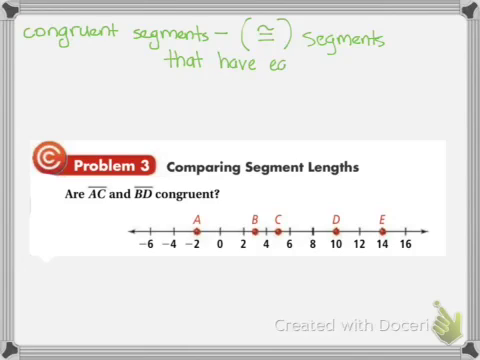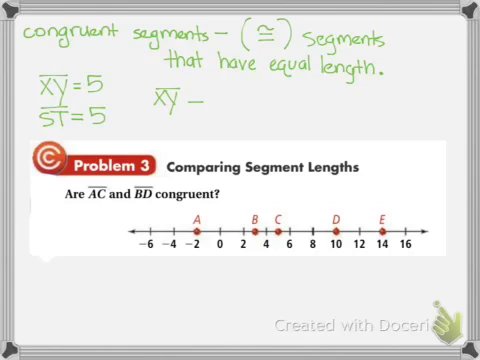Okay, or have equal length. That's another way to say it. So if two segments both have a length of 5, they are congruent segments, all right? So the way we would write that, let's just say, for instance, XY is equal to 5, the length of that segment. Let's say that ST is also equal to 5, all right? If we wanted to write that they were congruent, because they have the same length, we would need to write segment XY is congruent to segment ST. Alright, that's how we would write that.